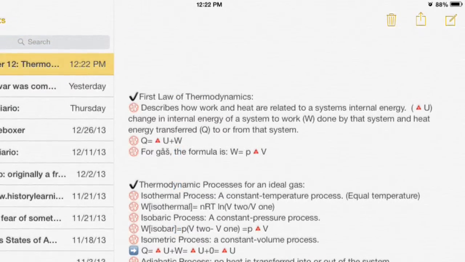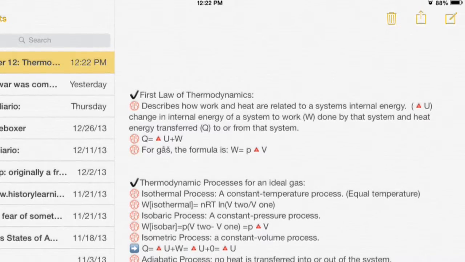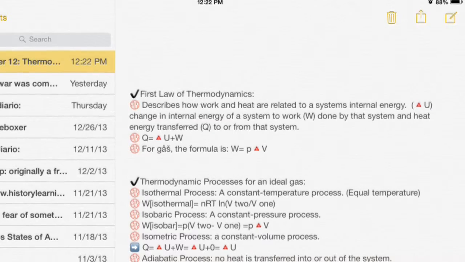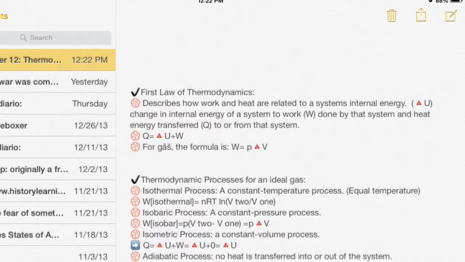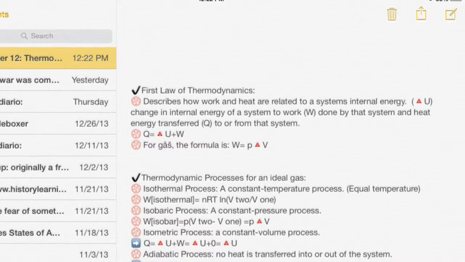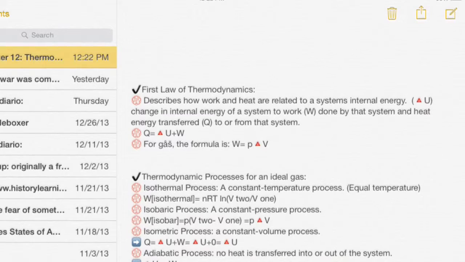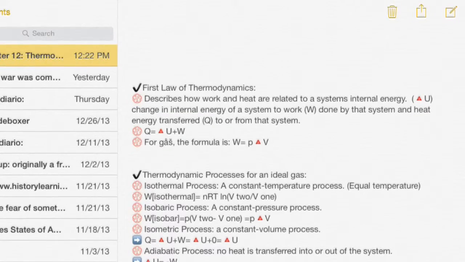The first law of thermodynamics describes how work and heat are related to a system's internal energy. Delta U, the change in internal energy of a system, is due to the work, W, done by that system, and the heat energy, Q, transferred to or from that system. The formula is Q equals delta U plus W. For gas, the formula is W equals P delta V.